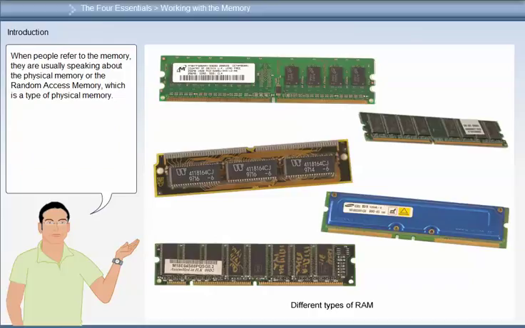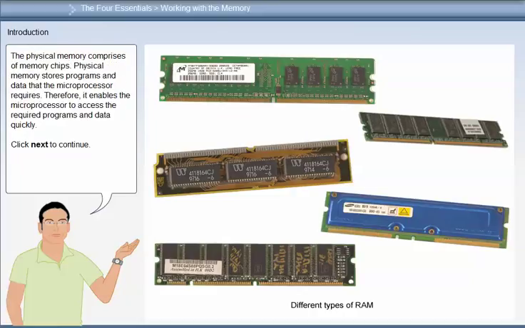When people refer to the memory, they are usually speaking about the physical memory or the random access memory, which is a type of physical memory. The physical memory comprises memory chips. Physical memory stores programs and data that a microprocessor requires. Therefore, it enables the microprocessor to access the required programs and data quickly.